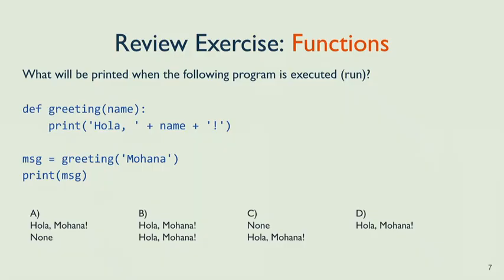So yes, there's this print, right? This print of hola, whatever name. In this case, we're giving it the name Mohana. So, we do call it once, at least once. Maybe A? Why would that be? You call the function with the name Mohana, so it would print out Hola Mohana, and then you try to print the message, but it doesn't return anything, so it's none.